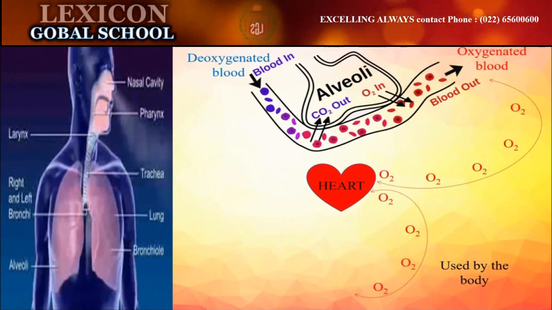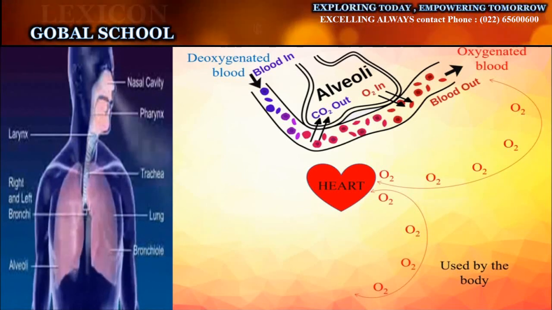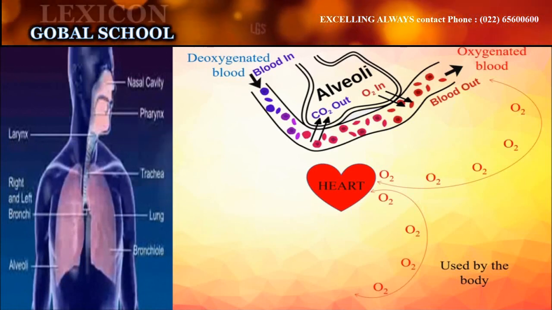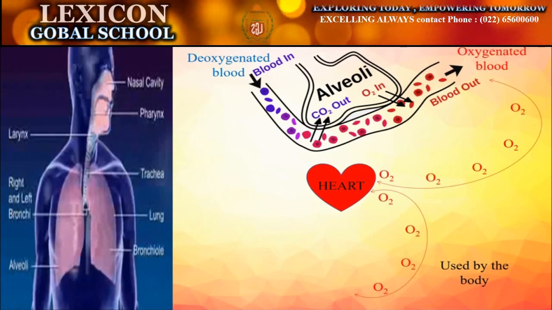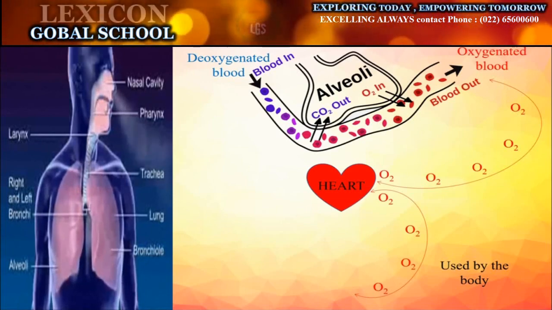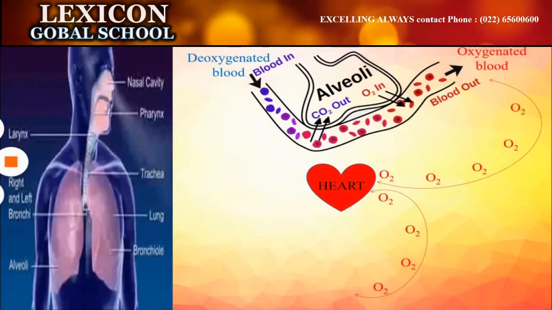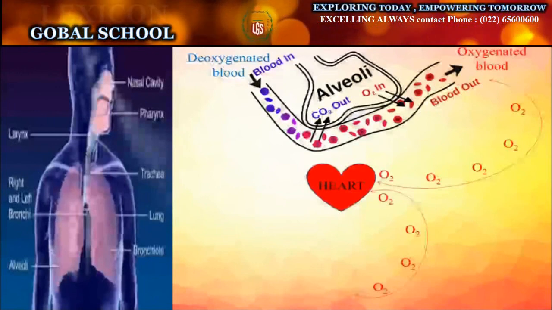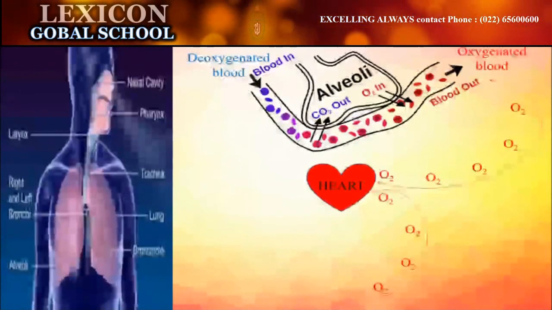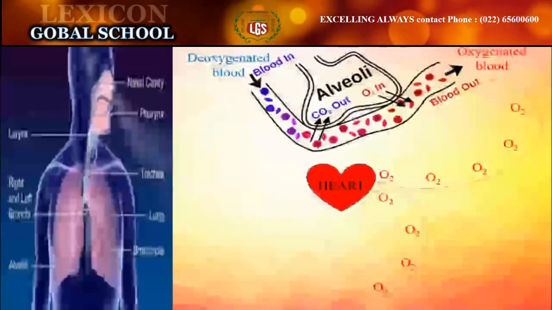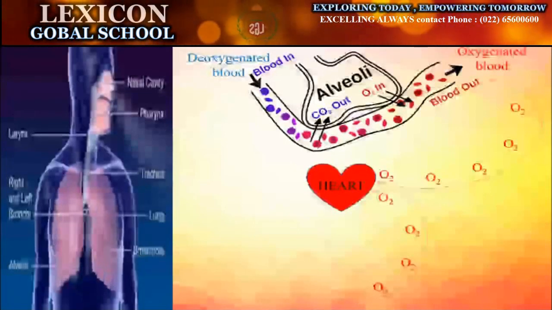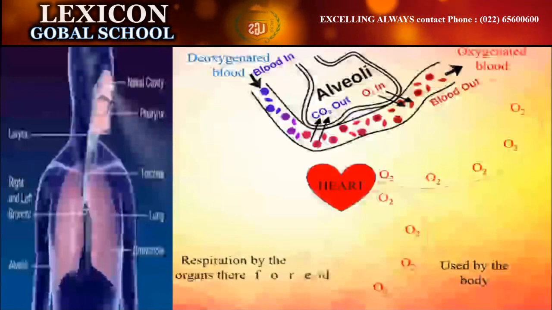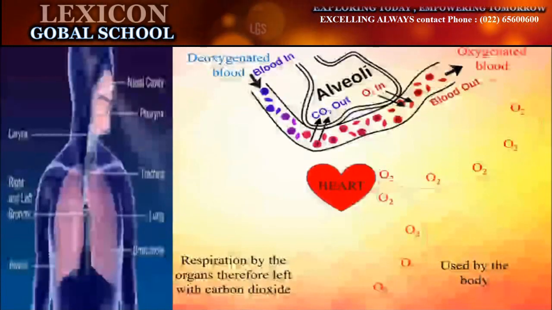When the oxygen in the blood has been used, what happens when the cells respire? Each and every cell in our body respires, and when respiration is taking place, they give out carbon dioxide. How is carbon dioxide produced in our body? When the organs in the body utilize the oxygen that is present in the blood, at that moment, what is given out by the cells? Carbon dioxide is given out by the cells. That carbon dioxide gets mixed with the blood. That blood goes again to the heart, after respiration by the organs, therefore left with carbon dioxide.